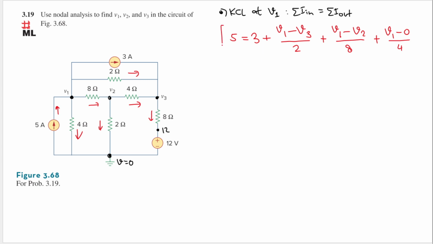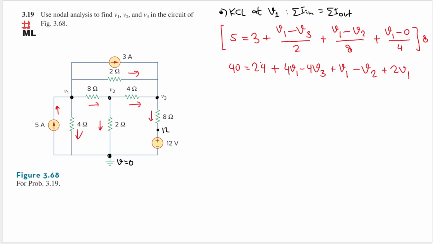Good, let's multiply both sides here by 8. So I will have 40 on the left, and the right side will equal 24. 2 and 8 will cancel into 4, so I will have 4V1 minus 4V3. 8 will cancel into 8, so I will have V1 minus V2. Then 4 and 8 will cancel into 2, so I will have plus 2V1.